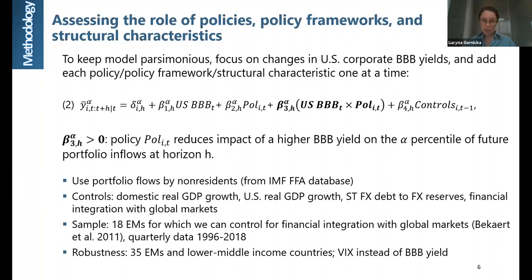Our baseline sample will consist of 18 EMs, for which we can compute our preferred measure of financial integration, which is based on Becker et al. But in a robustness exercise, we will replace this financial integration measure by a financial development index and capital account openness, which will increase the number of countries to 35. And the results will hold. Finally, when we replace the BBB yield by the VIX index, most of the results also carry through.